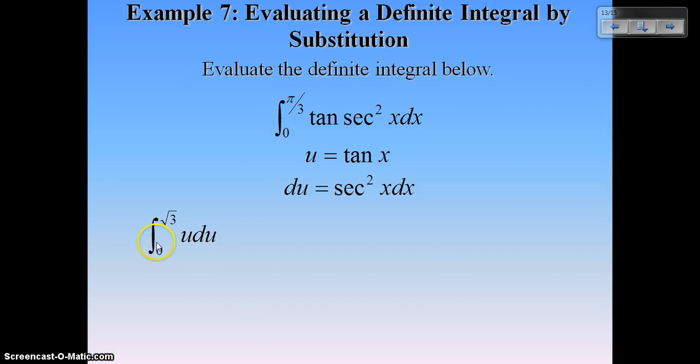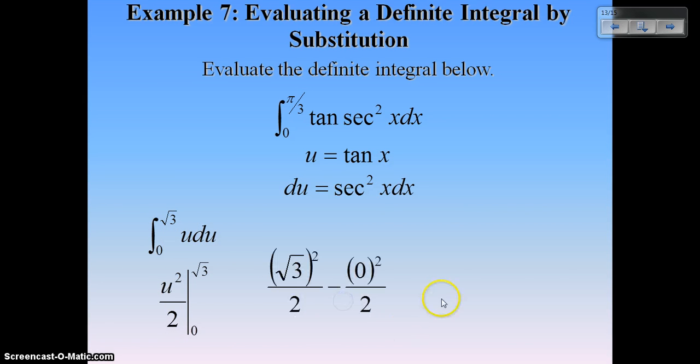Now you may be wondering, where do I get these numbers? The 0 didn't change, but I got radical 3. Well, there are two philosophies on this. One is to, when you're doing the definite integral, resubstitute back at the end and then plug in your numbers, or you can change the numbers as we go, and that's what I'm doing. I plugged in pi over 3 right here. Tangent of pi over 3 is radical 3. And I plugged in 0. Tangent of 0 is 0. The integral of u is u squared over 2. Plug in your numbers, and we get 3/2.